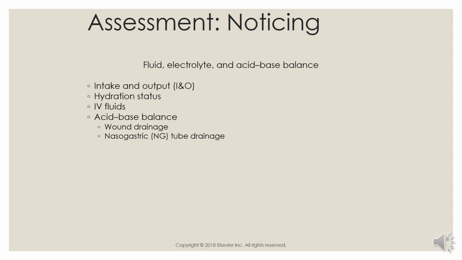Your acid-base balance is affected by respirations, metabolic changes during surgery, and loss of acids or bases in the drainage. For example, NG tube drainage and vomiting rids the body of acids, which causes a potassium deficit and causes metabolic alkalosis. So those are all things that you need to keep a really close eye on.